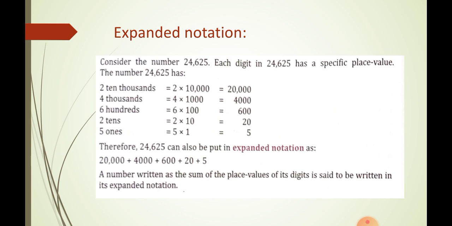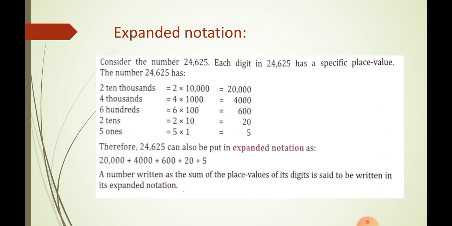So, 2 into 10,000. Then 4 in thousands place. So, 4 into 1000. 6 in hundreds place. So, that's why 6 into 100. 2 in tens place. So, 2 into 10. 5 in ones place. That's why 5 into 1. So, 2 into 10,000 means 20,000. 4 into 1000, 4,000. 6 into 100, 600. 2 into 10, 20. 5 into 1, 5.